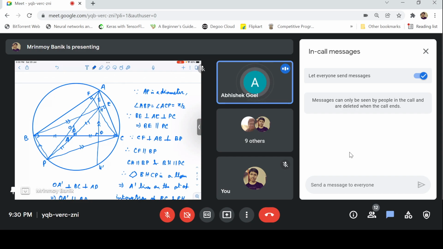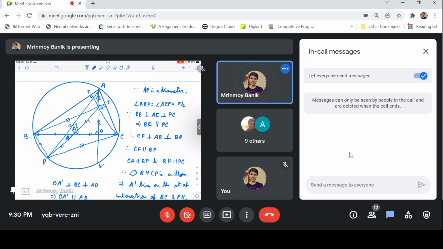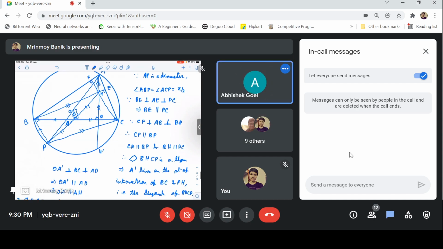Sir, could you explain what you did in the end? I proved this thing is half of this thing. OA bar is half of AH, from this thin triangle PAH. Oh, okay. I proved the parts of the heights are in proportion. Right, I got it.